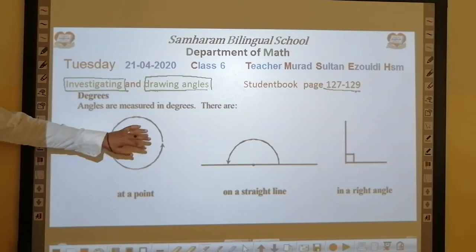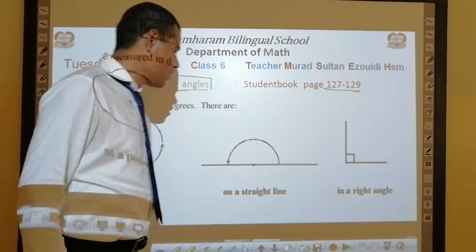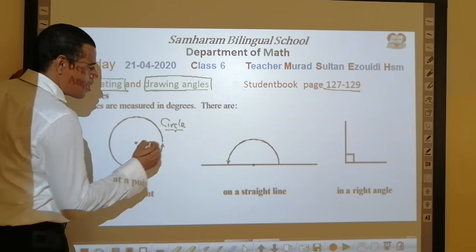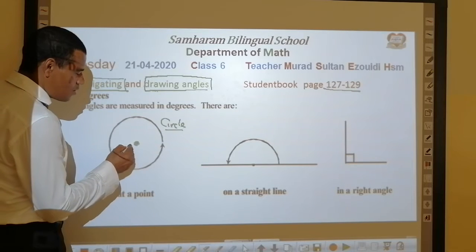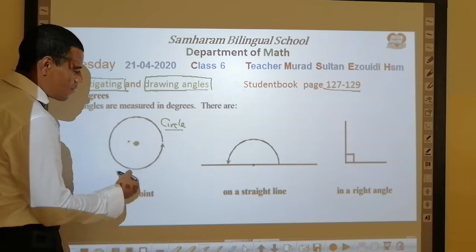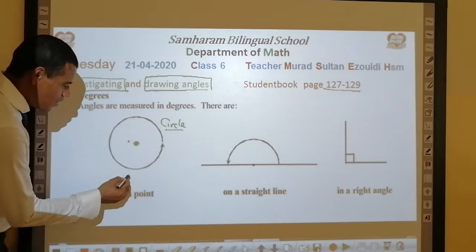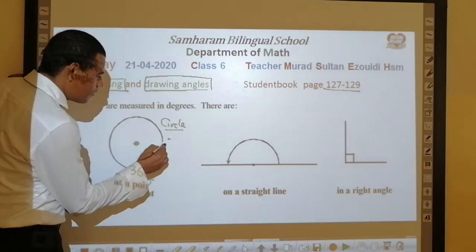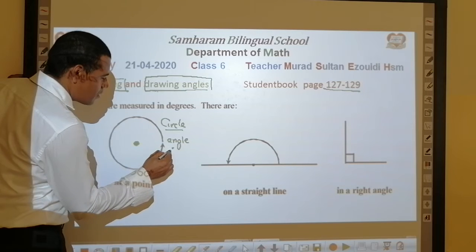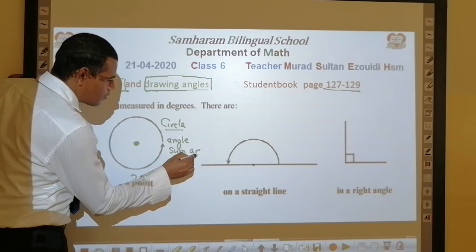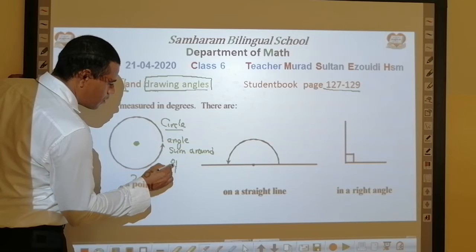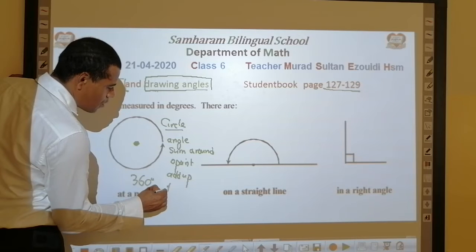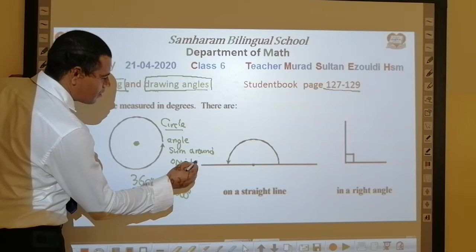First of all, what do you think about these 2D shapes? This is a circle, or around the point. So, angle sum around a point is 360 degrees. So we can say that angle sum around a point adds up to 360 degrees always.